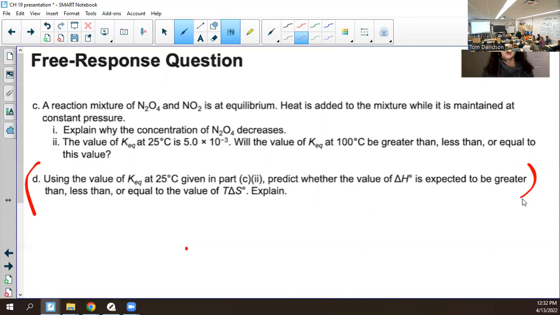The second one on C was the same. Since we added heat, it made K bigger because we made more products in the reaction, like the equilibrium expression. The products were greater now than the reactants, so it got higher.